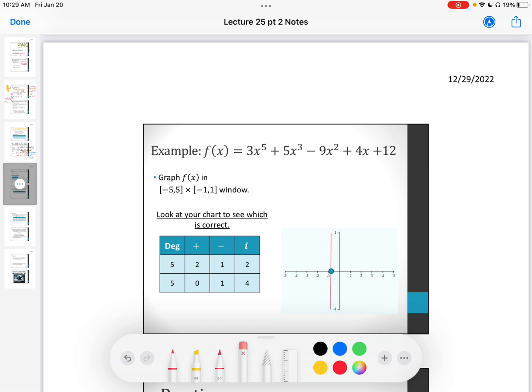Okay, so which row is correct? Well, you guys can see that you have one negative zero there. How many positive zeros do you guys see? Zero. There are no positive zeros. So that tells me that this row right here is correct. For this equation, I am going to have one negative real zero, and I'm going to have four complex zeros.